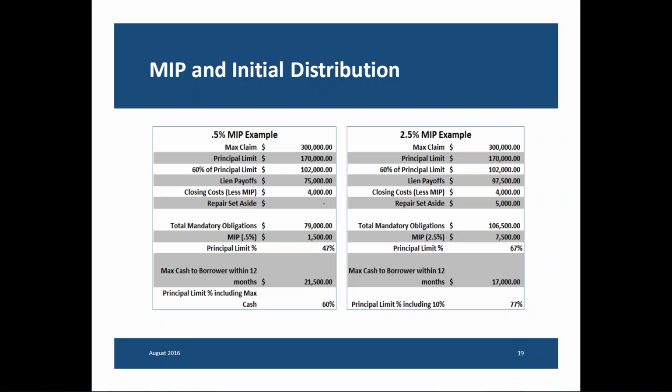On the right-hand side, with a 2.5% MIP, now the lien payoffs are at $97,500, and closing costs of $4,000, repair set aside of $5,000, making their mandatory obligations $106,500, bringing their principal limit up to 67%, and the maximum cash to borrow within 12 months is $17,000. And that would bring their principal limit percent, including the 10%, up to 77%. So they went from 67 up to 77%.